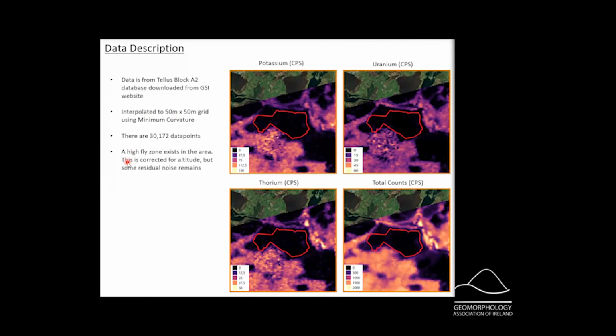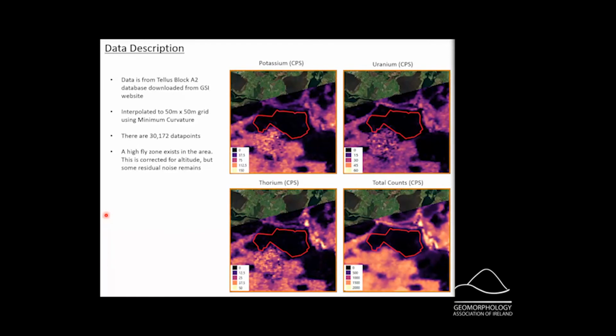The 4 radiometric data channels used in this study, and each data set was interpolated to a 50 meter by 50 meter grid, resulting in a total of 30,172 data points. There is a high fly zone, which you might see by this sort of area of noise here. This is where the airplane has to climb above survey altitude, usually due to pasture areas or expensive horses or some infrastructure. And they have not been removed from this analysis.